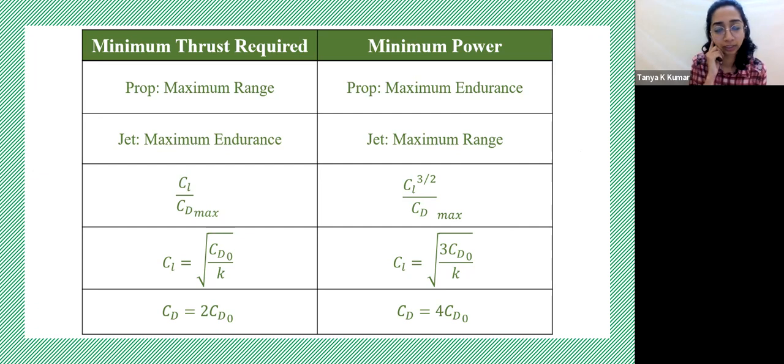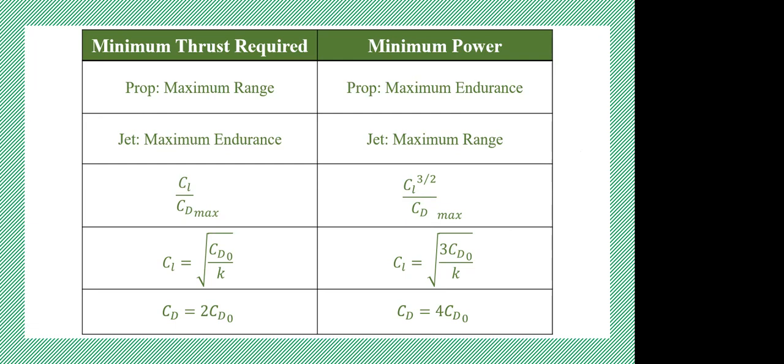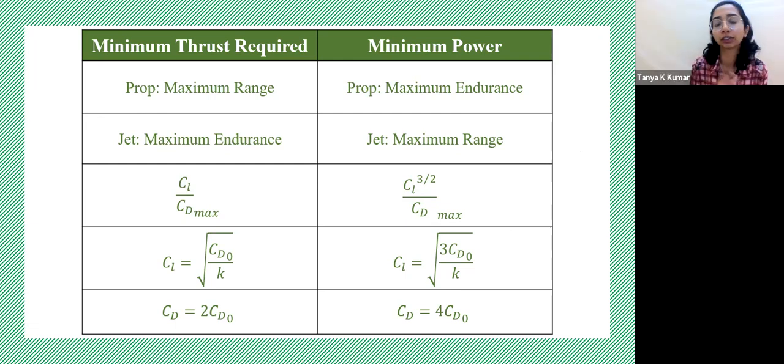This was a question that was asked, I think, twice in the forum, so I thought I'd address this. It's the reverse for the jet engine. When they don't mention anything explicitly, you assume that it's the propeller case and take that minimum thrust required is maximum range and minimum power required is maximum endurance. The other formulas are what we had discussed in the previous class. It's just the difference between the two cases.